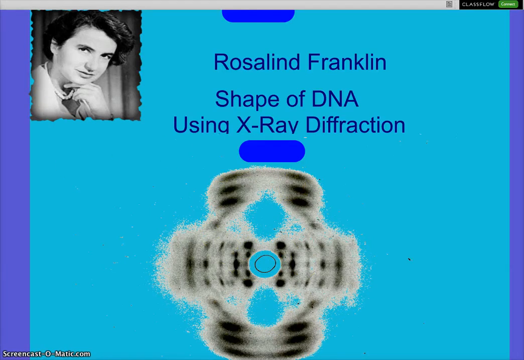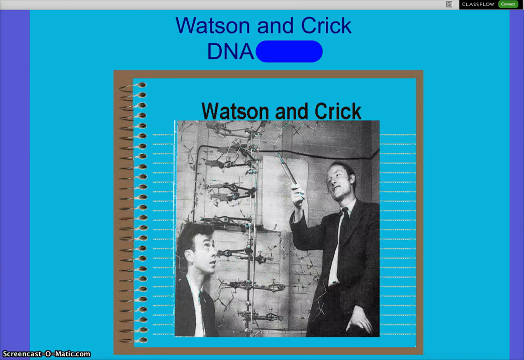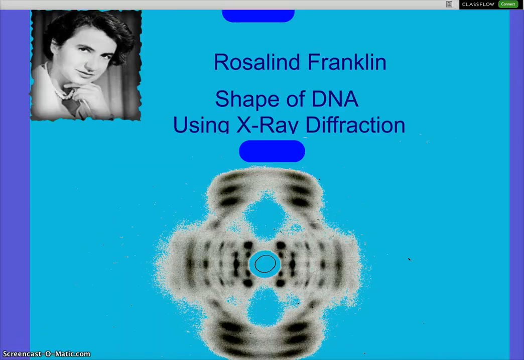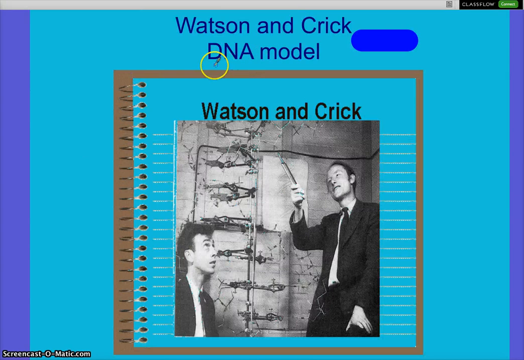Sadly, she passed away, and then these guys actually ended up with the Nobel Prize, Watson and Crick, for making the first model of DNA. Hold on a minute. You have to know that Rosalind and Watson and Crick are the discoverers of the shape. You want to know that Rosalind used X-ray diffraction, and Watson and Crick built the first DNA model, which is right here, a picture of them and their model, and actually ended up with the Nobel Prize, okay?